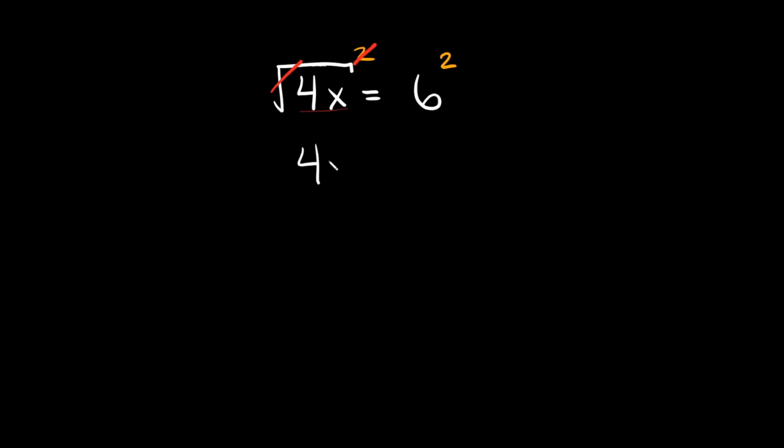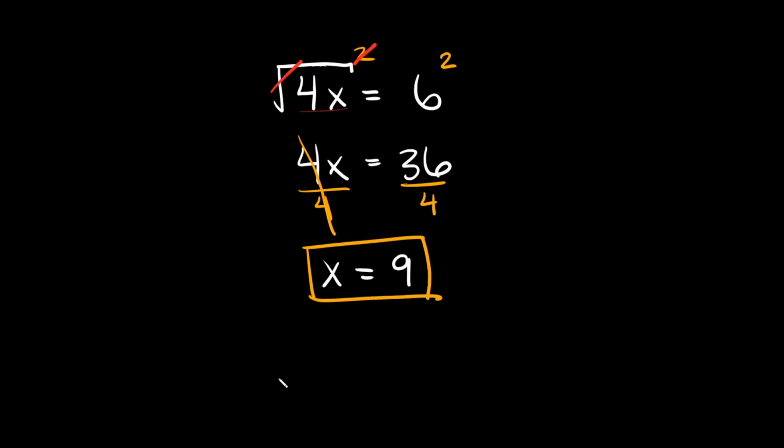Okay, so we're just left with 4x, and that's going to be equal to 6 squared, which is equal to 36, right? Now, in order to solve for x, we just need to get rid of the 4. So we're going to divide by 4 on both sides. Okay, so then over here, these 4's cancel out. So then we're just left with x is equal to 36 divided by 4, which is equal to 9. Right, so that'd be your answer right there. x is equal to 9.